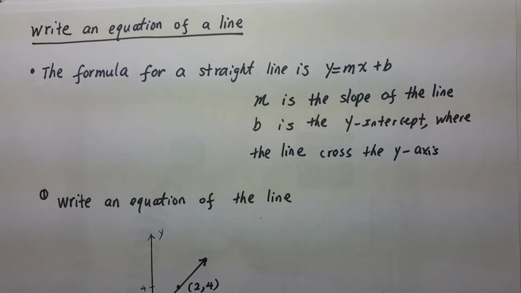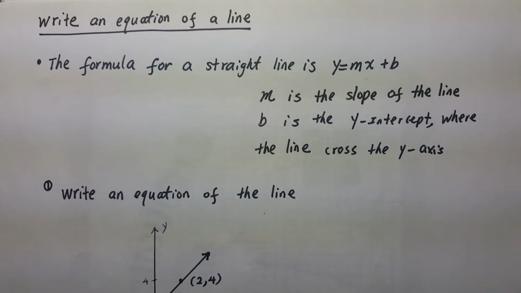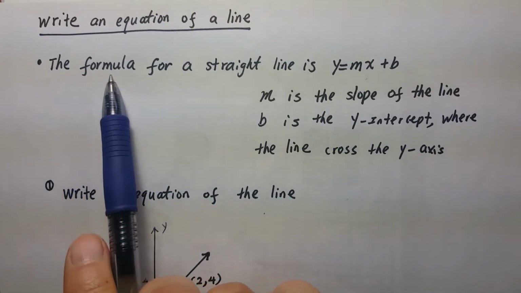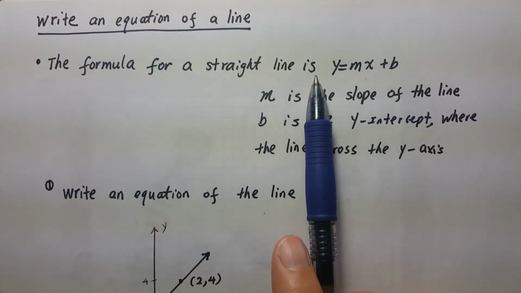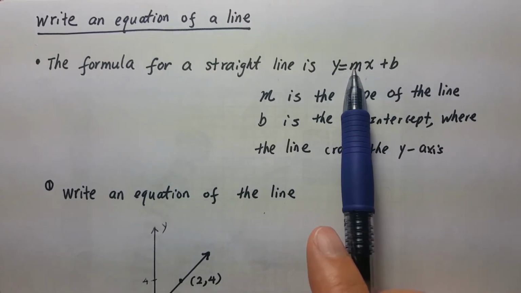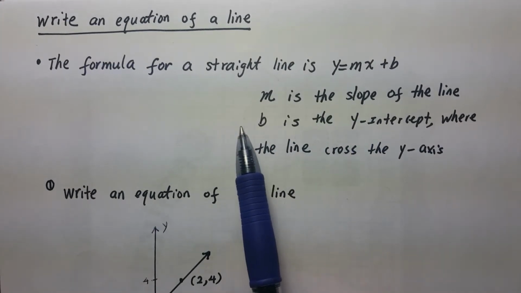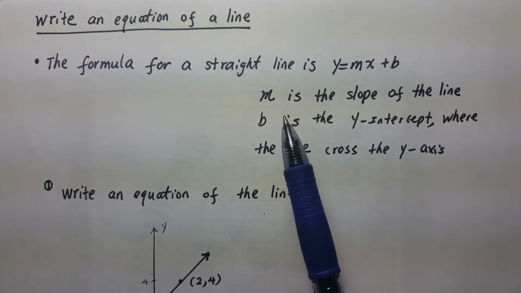Hi, today we are going to write an equation of a line. So let's review what we learned before. We said that the formula for a straight line is y equal to mx plus b. The number in front of the x is called the slope, and the slope is the steepness of a line. We use the slope formula to find the slope.